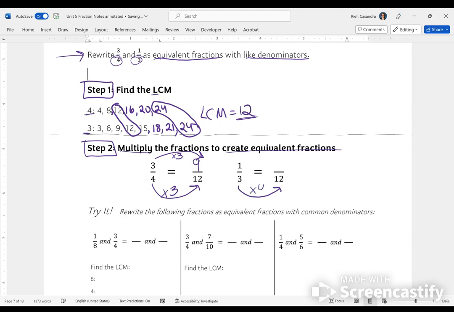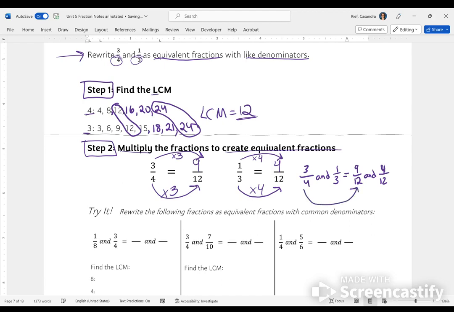3, I could multiply that by 4, and that turns it into 12. And I can do the same thing over here. 1 times 4 is 4. So 1/3 is equal to 4/12. So if I was going to rewrite 3/4 and 1/3 as equivalent fractions, I could just say 3/4 and 1/3 equal 9/12 and 4/12. I took my starting fractions and I rewrote them as equivalent fractions with like denominators.